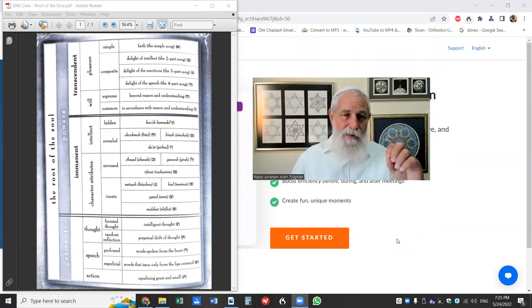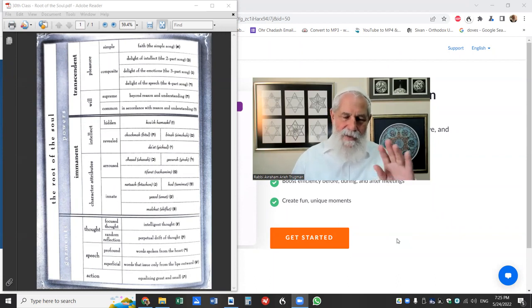And here in the common will, in accordance with reason and understanding, this is the type of what we'll call more conscious will, where we direct our will towards a task, towards a mission, towards a purpose in life, in accomplishing things. But then there's a type of supreme will, which is beyond reason and understanding.